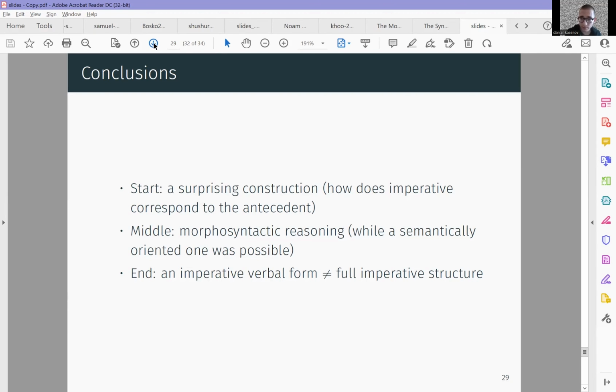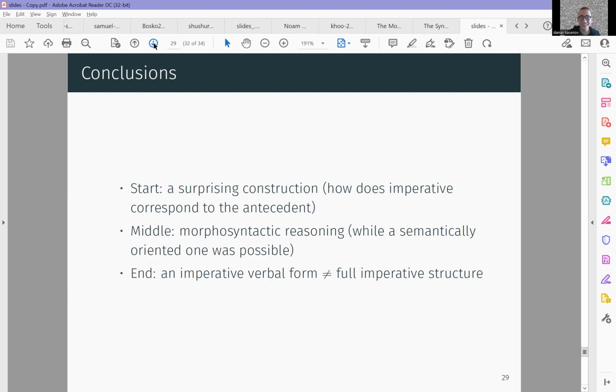It did not have the important distributional properties associated with imperatives in Russian. And we have ended up with a somewhat disappointing semantic system, and we have ended up with the conclusion that what surprised us about the construction wasn't the case. It wasn't an imperative verbal form.